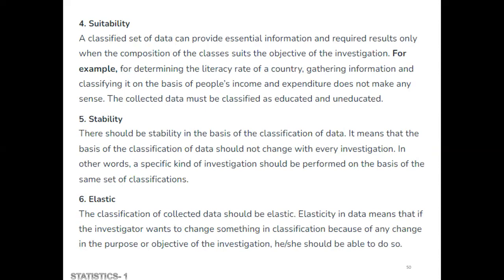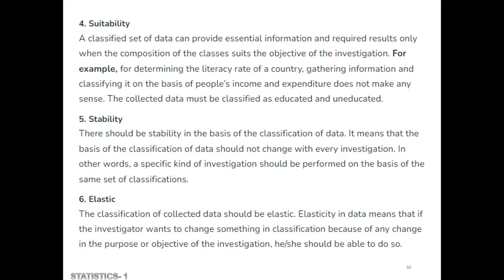The fifth one is stability. There should be stability in the basis of classification of data. It means that the basis of classification should not change with the investigation. In other words, a specific kind of investigation should be performed on the basis of the same set of classifications. Whenever you classify data at any given point of time, the classified data should remain the same. It should not change over a period of time. If it is changing, we call it instability. So stability has to be there.